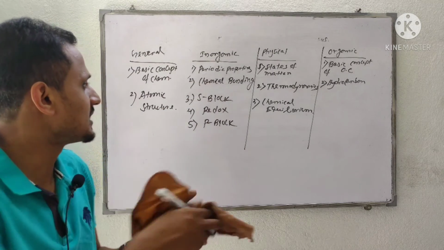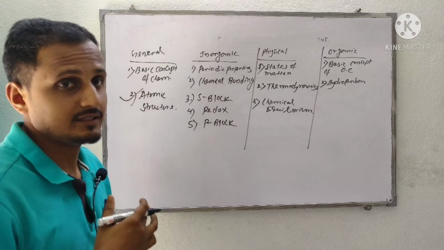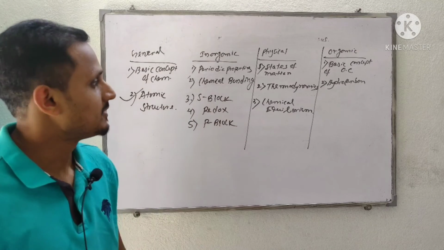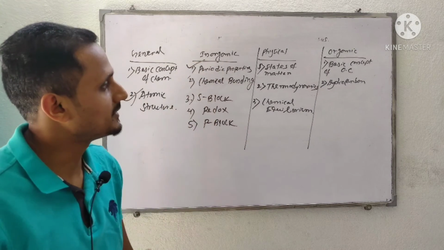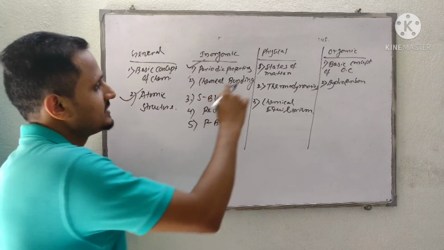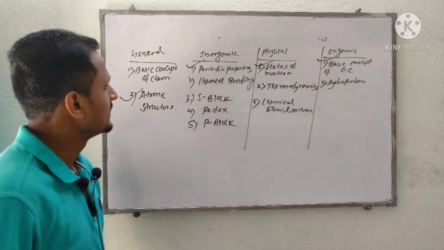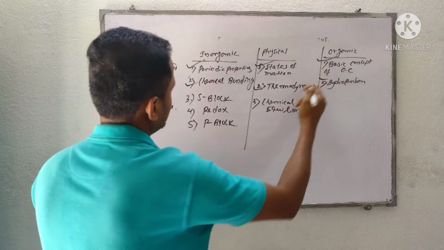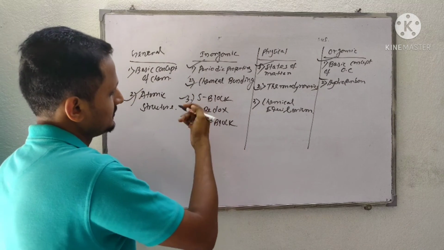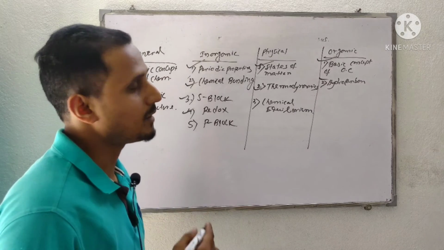First of all we will start from atomic structure, because it is very important. This basic concept will be covered in some days. Next we will discuss one inorganic chapter, periodic properties. Then one physical chapter, states of matter. Then one organic chapter, basic concept. Then we start chemical bonding, thermodynamics, hydrocarbon. Like that, S block, then Redox can be done. Like that we will go. But we have to plan properly.